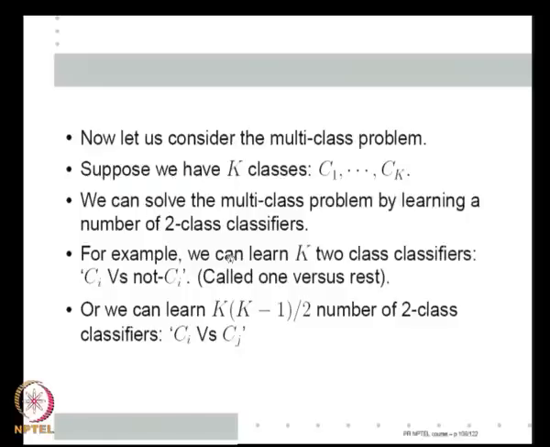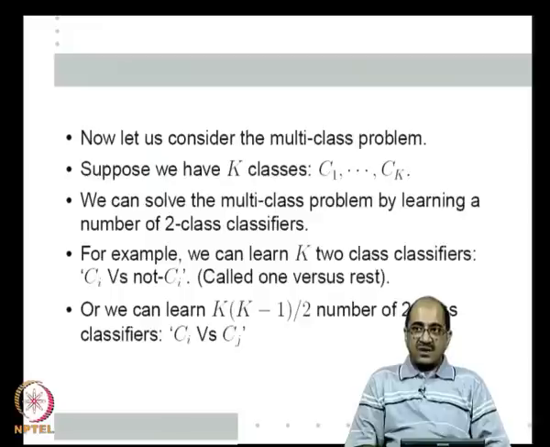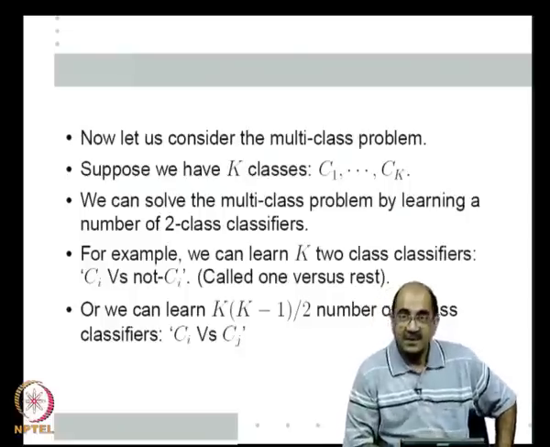One problem with the Ci versus not Ci learning could be that the effective training set could be very skewed. Let us say I have 100 classes and 50 examples of each class, making a total of 5000 examples. Now, when I want to do C1 versus not C1, I have only 50 examples of C1, whereas 4950 examples of not C1.